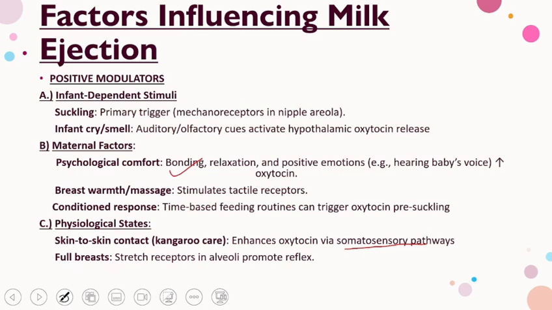Next, there is full breasts. Stretch receptors in the alveoli promote the reflex. Once the milk proteins and all other components of the milk get fully concentrated within the alveoli, that will stretch the breast, and that will send a stimulus through the stretch receptors to the hypothalamus to release the oxytocin. So this can also provide a positive feedback to the release of the milk.